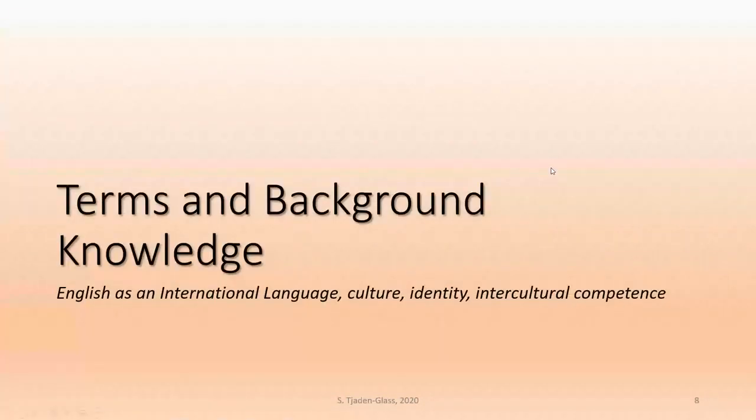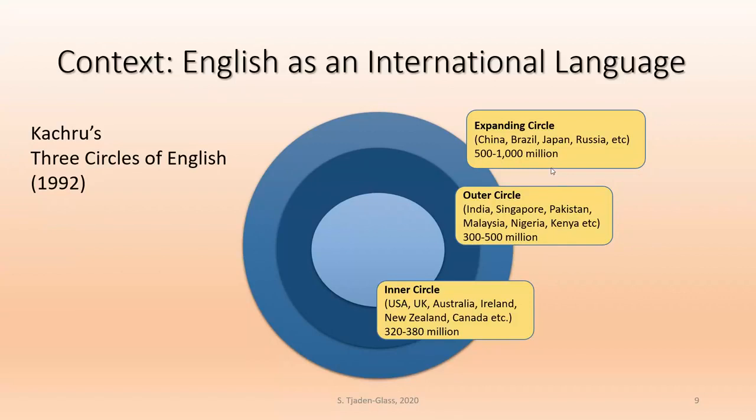All right, so let's talk about some terms and background knowledge to help us understand what we're talking about. Perhaps you have seen this. If not, I'll explain it to you. This is Kachru's 3 circles of English. I can get to my notes here. So to help us better understand intercultural competence in today's world, it's helpful to take a step back and examine the role of English as an international language.